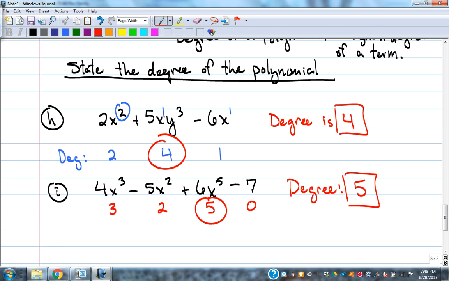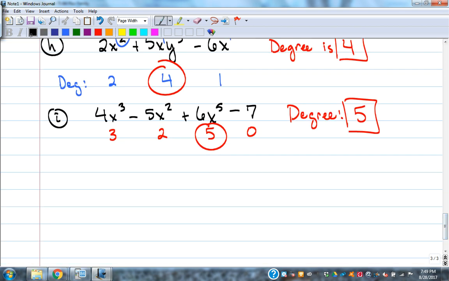Later on, when we start doing larger degree polynomials and solving, what that tells us is that degree of 5 tells us how many answers we should get if we were to solve that to find the x-intercepts. So it's not a lost cause to find the degree. It is very important when it comes to that sort of thing.